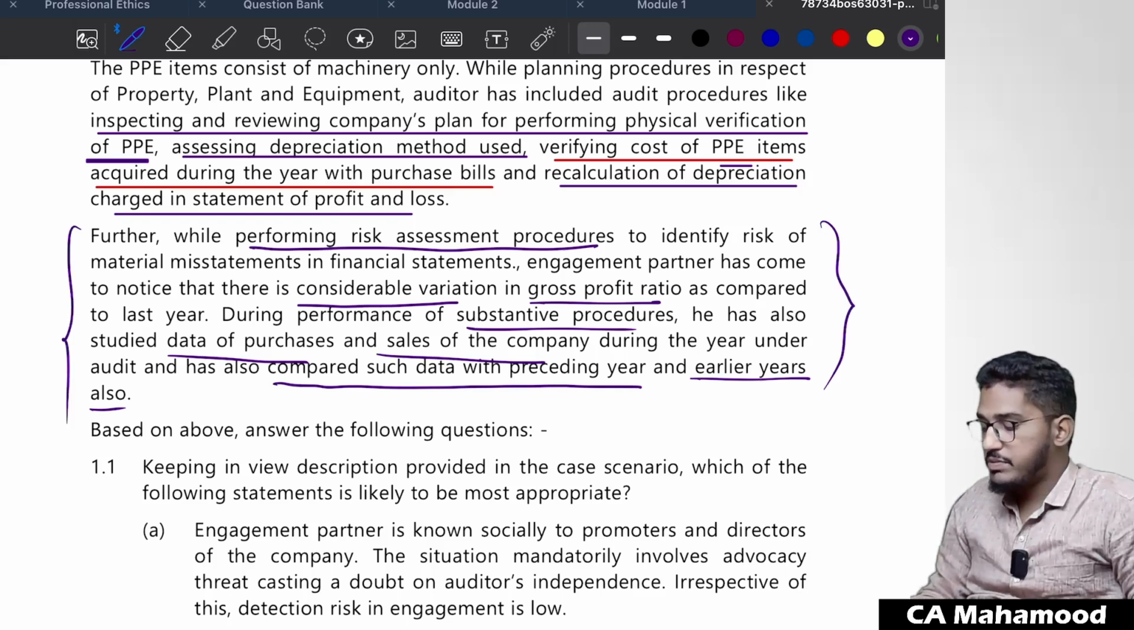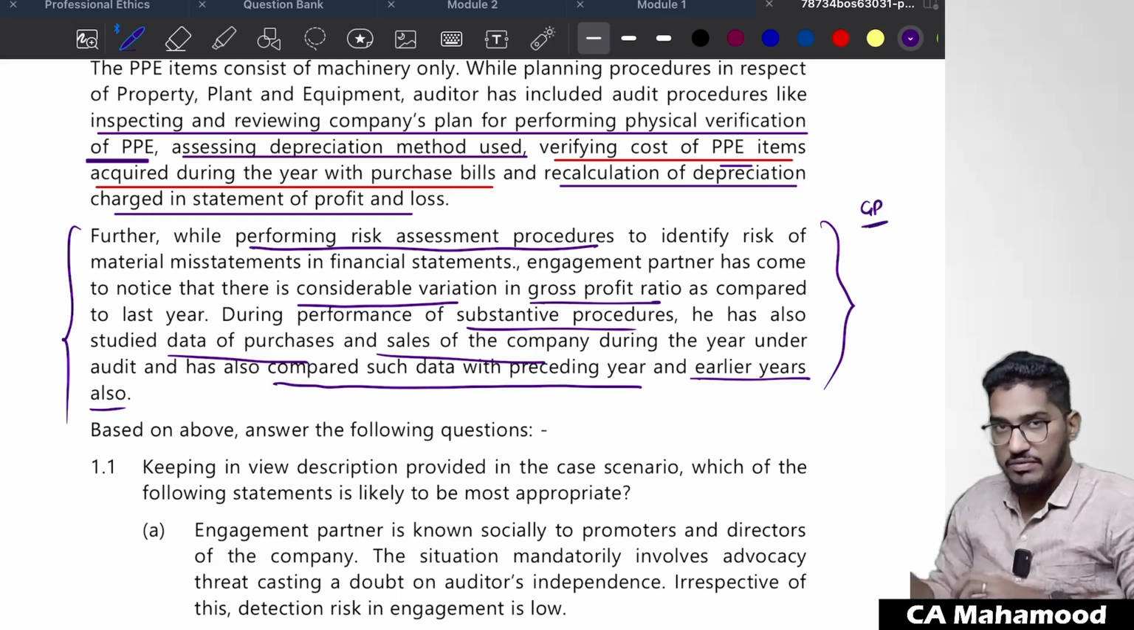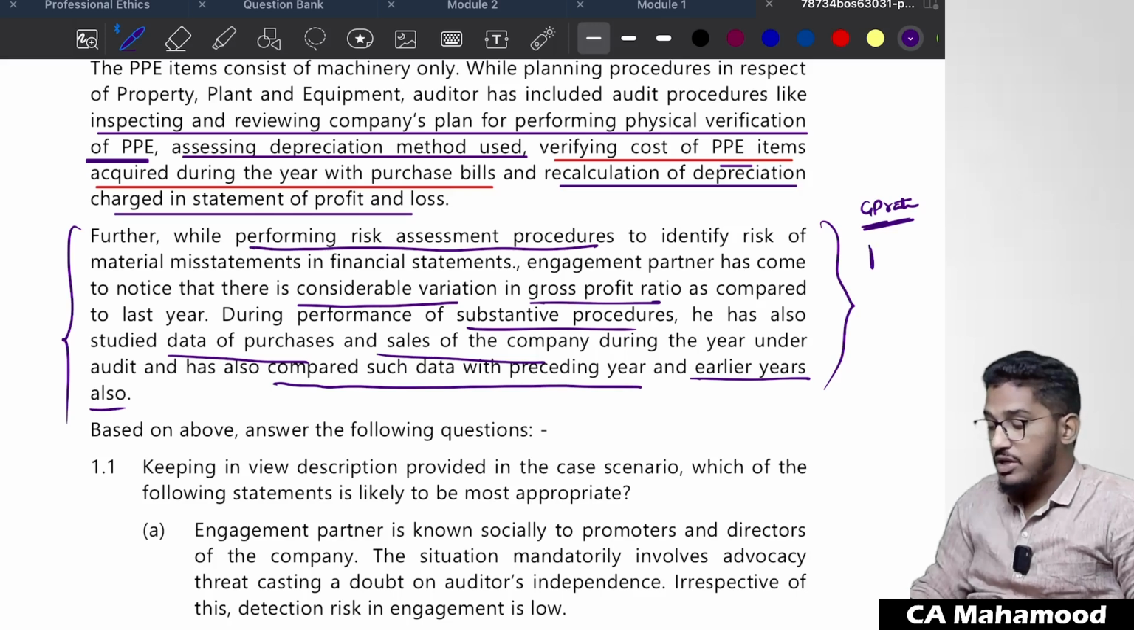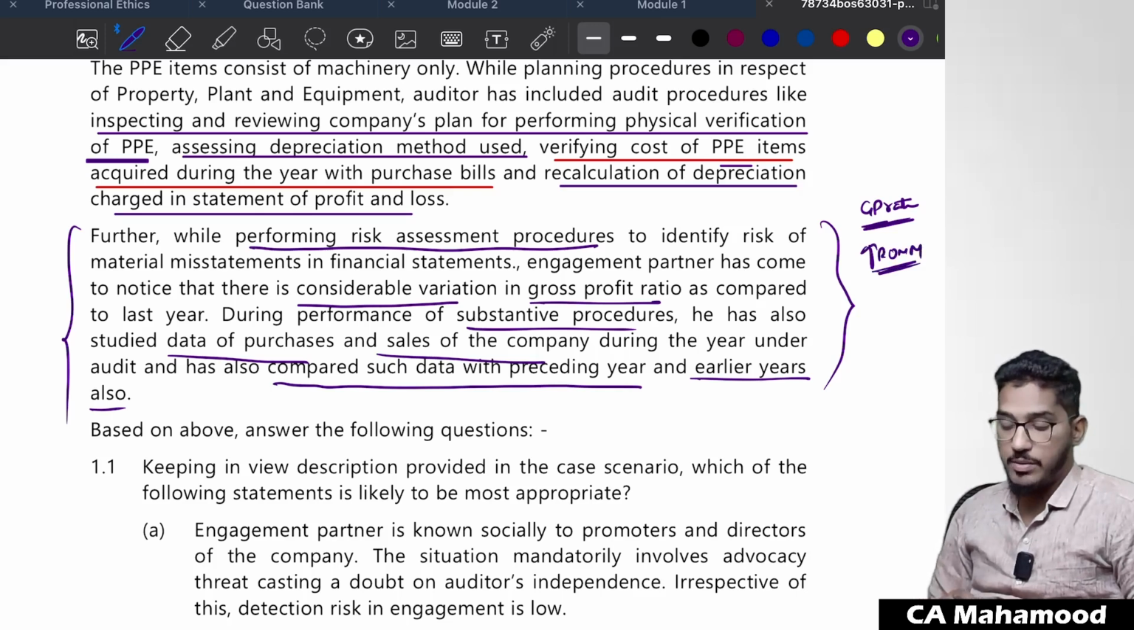See, the key takeaway from this paragraph is he was able to find a huge difference in the gross profit. That means he was able to find a significant difference in the gross profit ratio. So there might be a chance that the management might have manipulated the purchases and sales. So there is a risk of material misstatement. So the auditor identified risk of material misstatement on the basis of variation in the gross profit ratio.